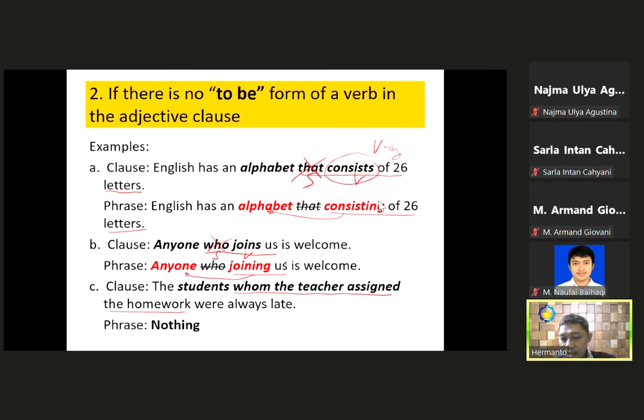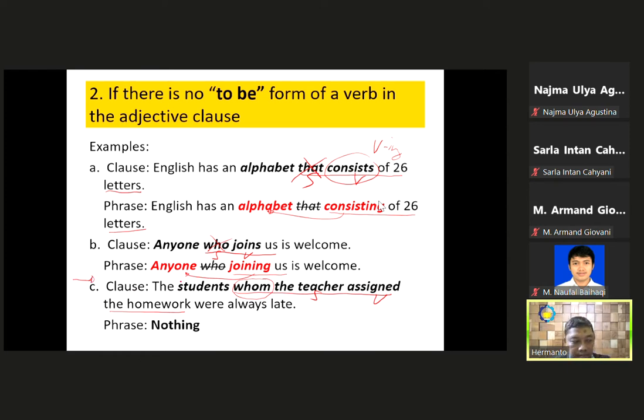Why? Because there is no subject pronoun. Remember, the subject pronouns are three: who, which, that. Here, what you see is whom. Whom is not a subject pronoun. And what is the subject? The teacher. And the predicate, assigned. So you can't reduce it into a phrase. It's a clause, yes, correct. You don't need to reduce it into a phrase.